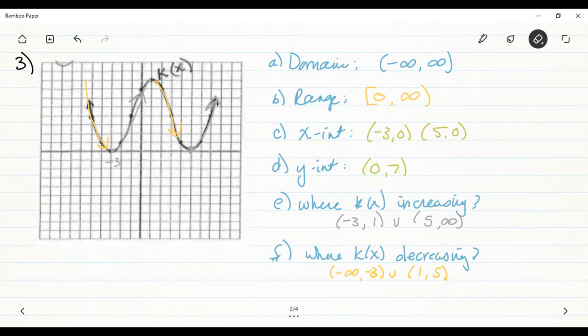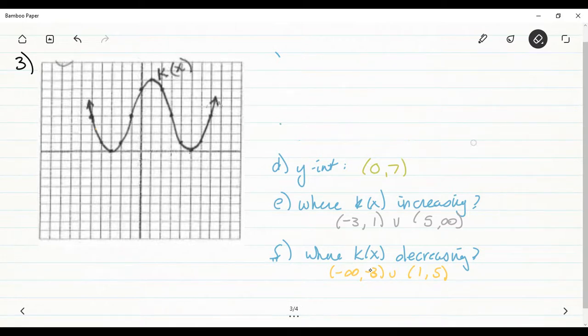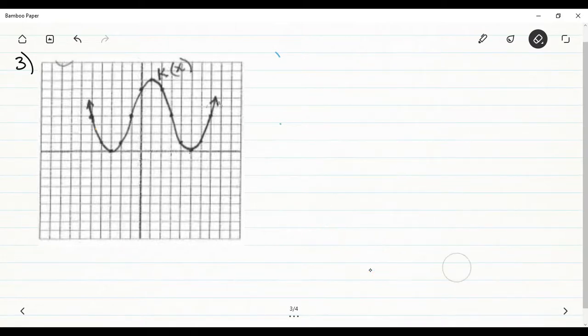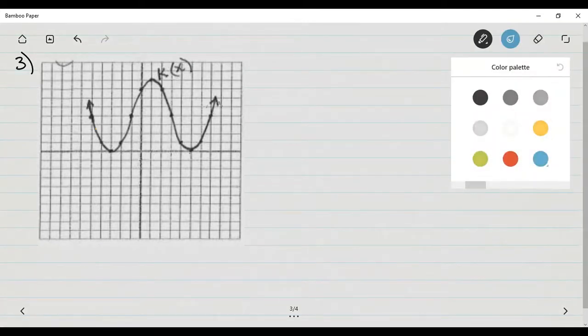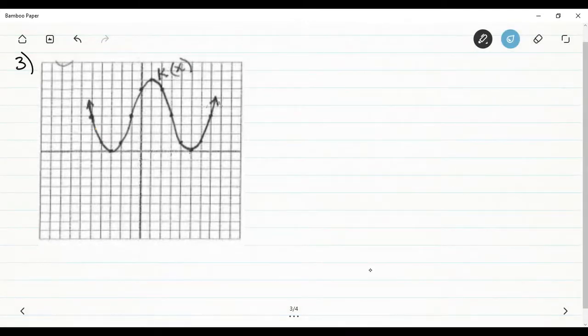Part G and Part H, we're going to evaluate where our function is greater than or less than 0. So Part G, I want to know where k of x is now greater than 0, not including 0, just greater than 0.